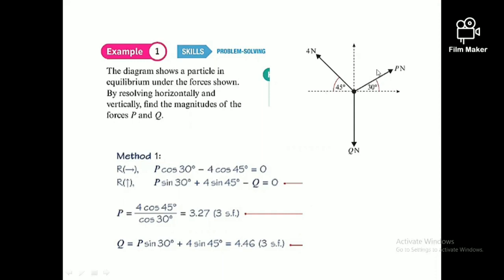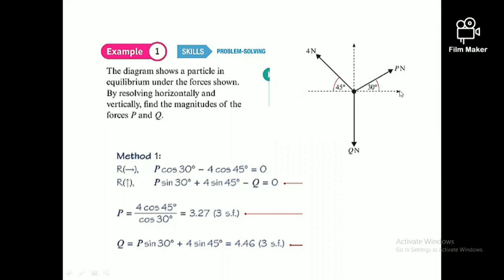If you consider the components of P, towards the angle the component is how much, children? We have already learned, that is cos 30. So this is P cos 30. The upwards component is P sine 30. In this direction, 4 cos 45, and upwards, 4 sine 45. Always, towards the angle the component is cos and away from the angle the component is sine.